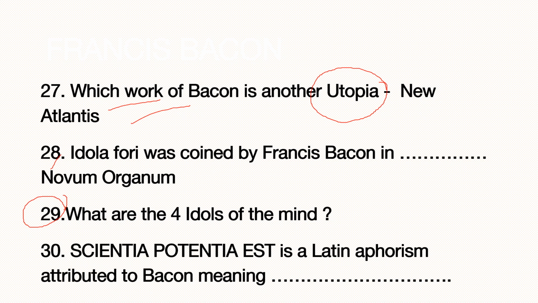What are the four idols of mind? Idols of mind, it's a doctrine which was proposed by Francis Bacon. So let's see which are the idols of the mind. The four idols are idols of tribe, idols of cave, idols of marketplace, idols of the theater. And one of the idols is mentioned here. In this question, it is asked who coined this phrase and in which work do you find this? It is in Novum Organum. We can see this doctrine of four idols of mind proposed by Francis Bacon.